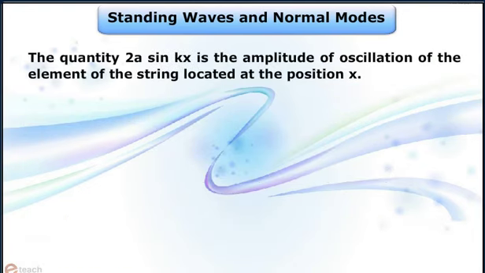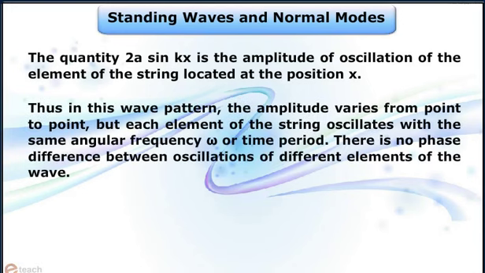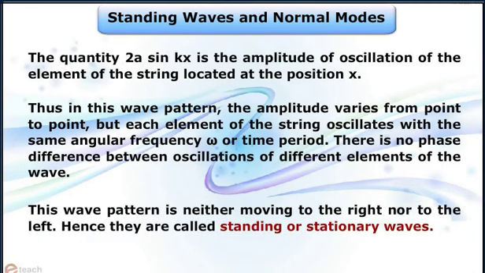The quantity 2a sin kx is the amplitude of oscillation of the element of the string located at the position x. Thus, in this wave pattern, the amplitude varies from point to point, but each element of the string oscillates with the same angular frequency omega or time period. There is no phase difference between oscillations of different elements of the wave. This wave pattern is neither moving to the right nor to the left. Hence, they are called standing or stationary waves.